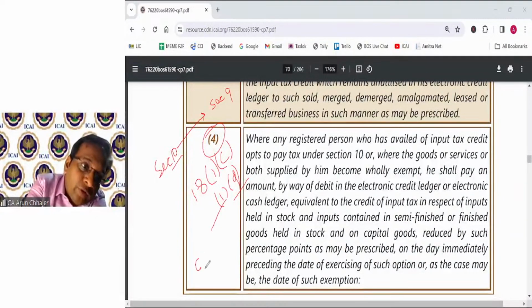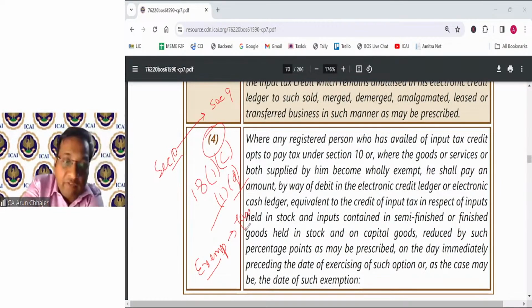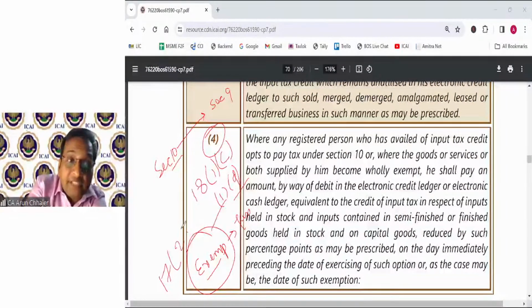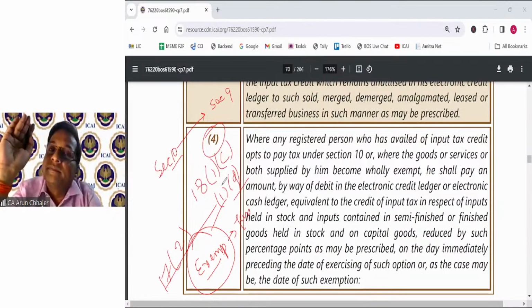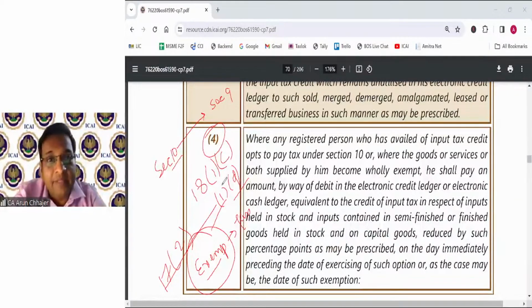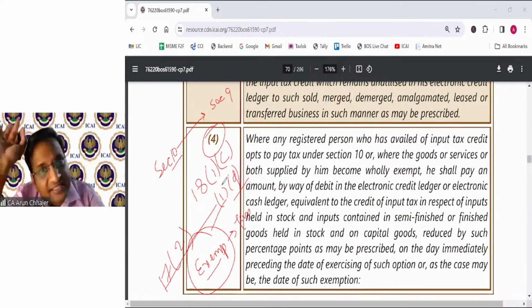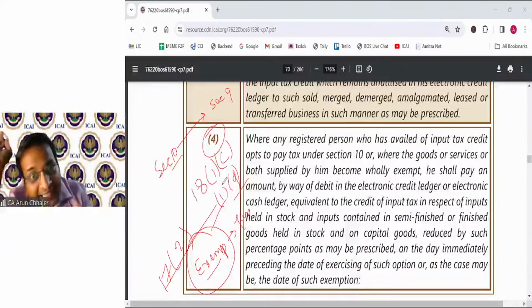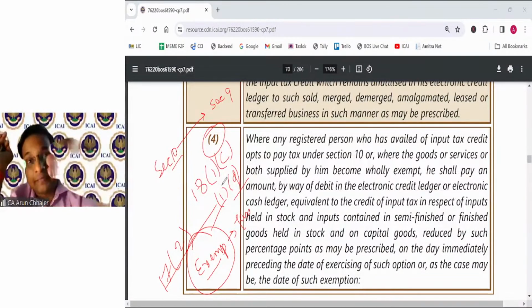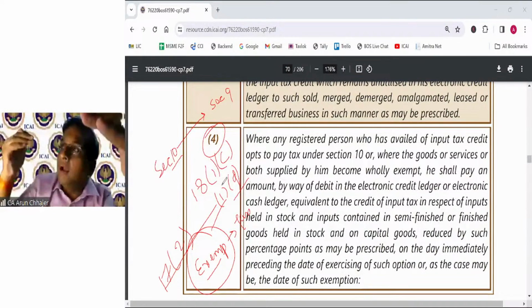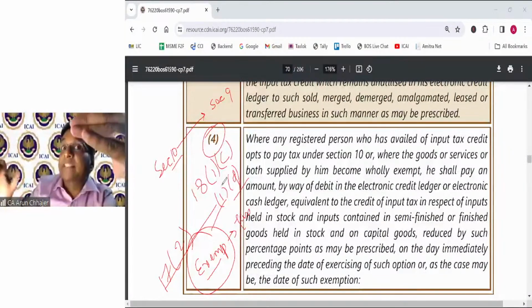Clause D says if you are dealing in an exempted item, now this item becomes taxable. We know that 17 subsection 2, 17 subsection 3, that if you are making an exempt supply, then you cannot take the ITC. If there is some exempt, some taxable, you can take the ITC to the extent of taxable supplies. We have discussed. So currently my supply is exempted. I won't be able to take ITC, but if it becomes taxable, from exemption to taxable, I can take the ITC of the stock plus capital goods.